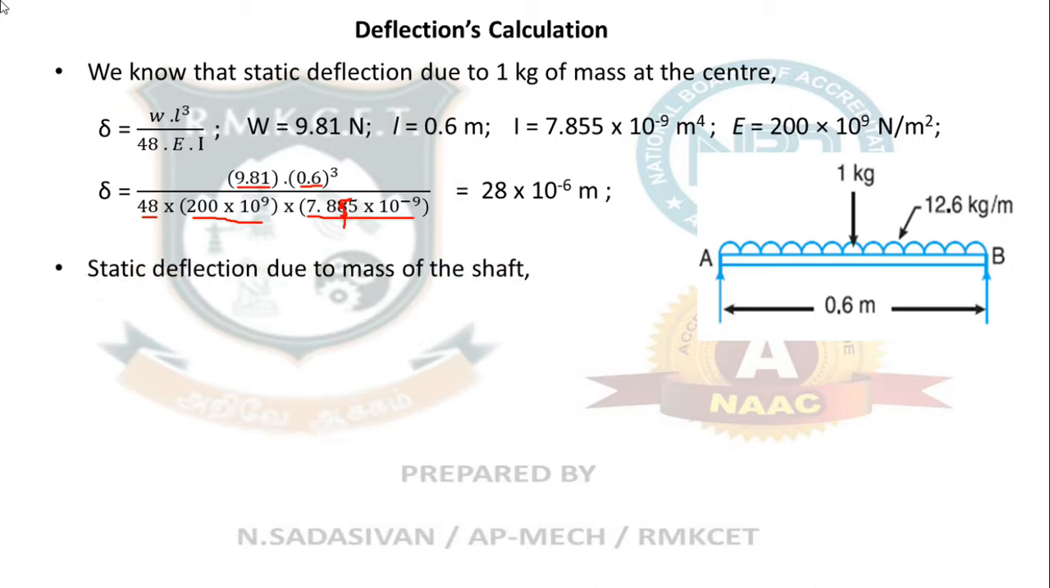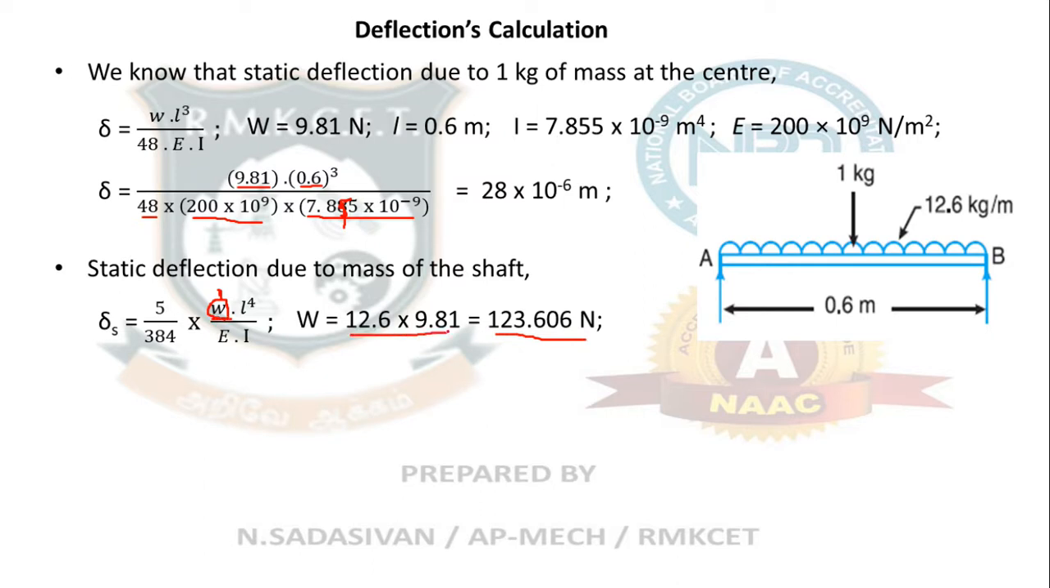Now, due to the self weight of the shaft, the formula is 5 by 384 into W L power 4 by EI. Now what is this W? This W is what you have calculated. There was a mistake in the previous slide, right? I changed the length from 0.6 to 1 meter. So W is 12.6 kg per meter length. Multiply that by 9.81, and we get the weight per meter of the shaft. 123.606 is the weight per meter. This is per meter.